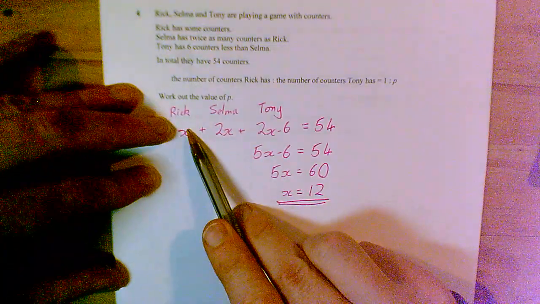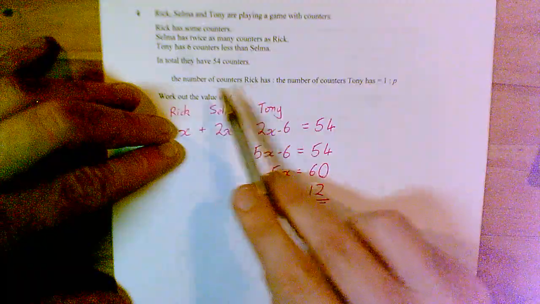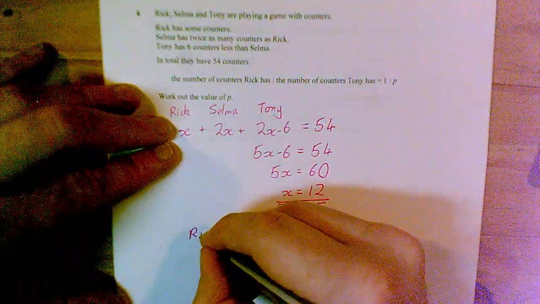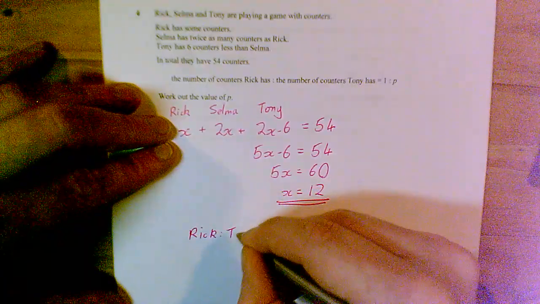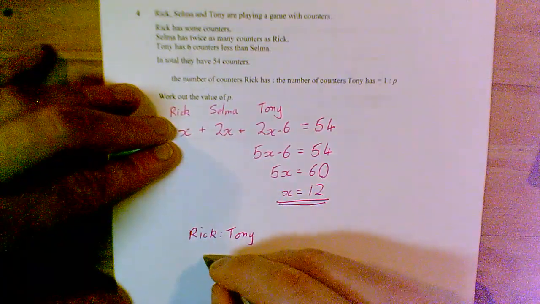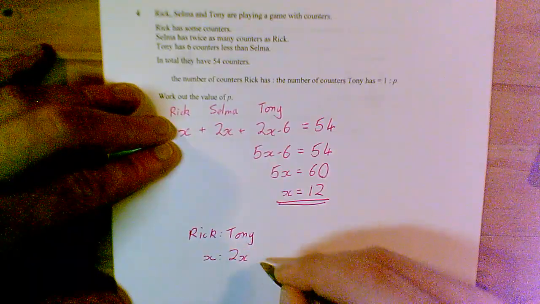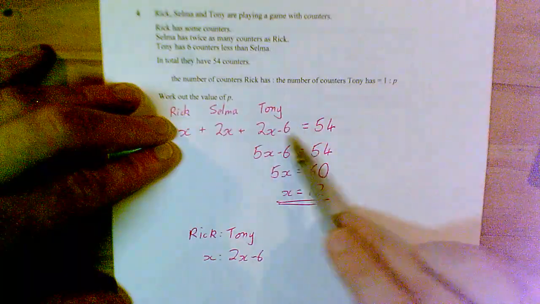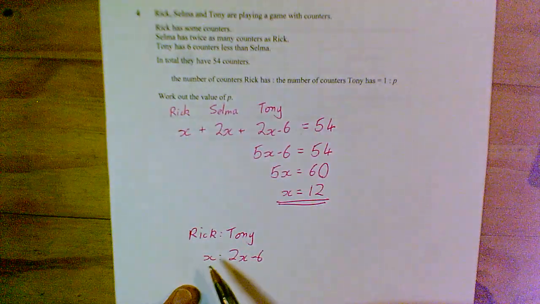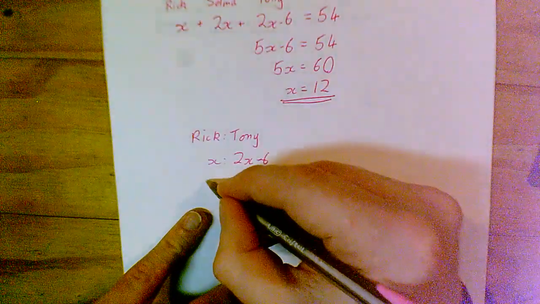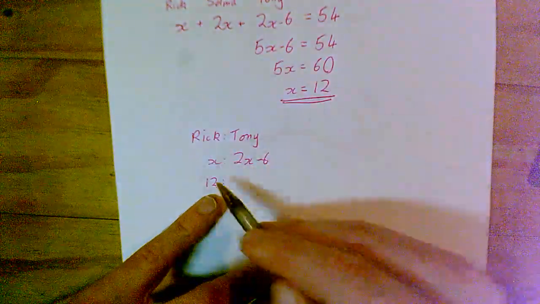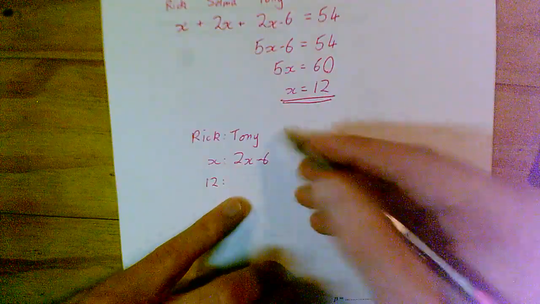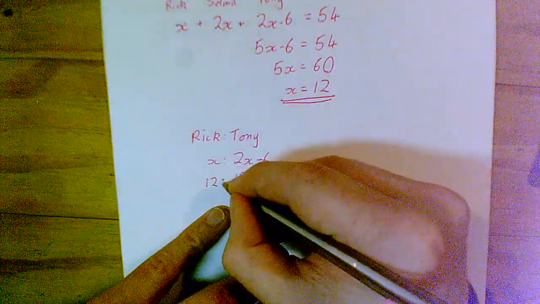Right, what does that tell me? That tells me what Rick has. That's useful because I need to know the number of counters Rick has to the number of counters Tony has. I need to know Rick to Tony. Rick to Tony is x to 2x minus 6. Rick had x counters, Tony had 2x minus 6 counters. Now I know what x is, I can figure how much that is. So x is 12, so Rick has 12 counters, Tony has 2 lots of 12, 24, take away 6, Tony has 18 counters. Right, great, we're nearly there.